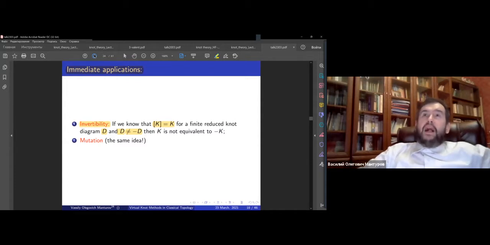Maybe some number of colorings can be found to be not a number, but a picture. And actually, we know invertibility for mutation, we can have the same idea. Actually, if a diagram is not a mutant, then the knot is not a mutant. And in a similar way, if we deal with words, we can say that if a word is not palindromic, then it's not equivalent to its inverse or something like that.